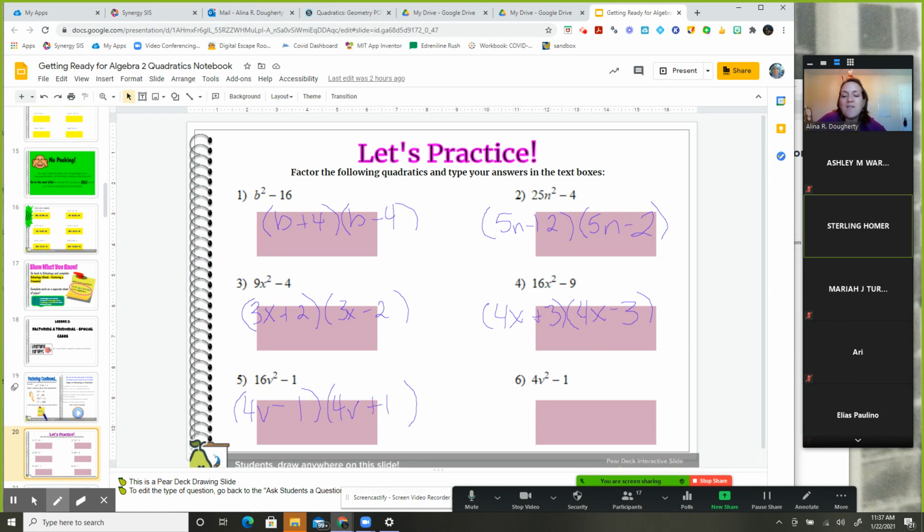It would be 100% 4v plus 1. Be careful with the ones. People do weird things with ones, and the most common thing is to divide it by 2. You want to take the square root, so just be super careful about that. What about number 6?